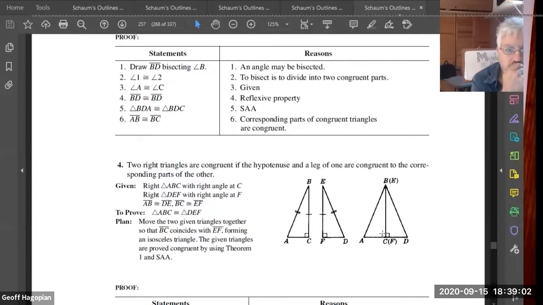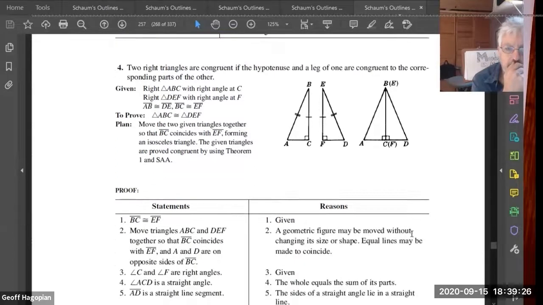Yeah, or you could say, look, if the base angles are congruent, well, we don't know that, do we? We just know that AB is congruent to ED, and of course, BC is congruent to EF. And since it's an isosceles triangle, that means angle A is congruent to angle D. Okay, there's the logic of that.